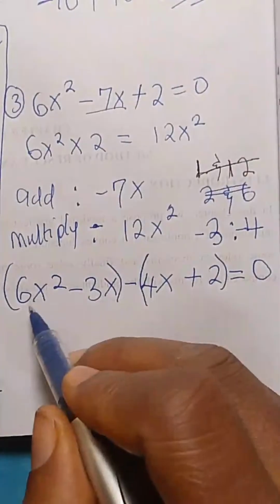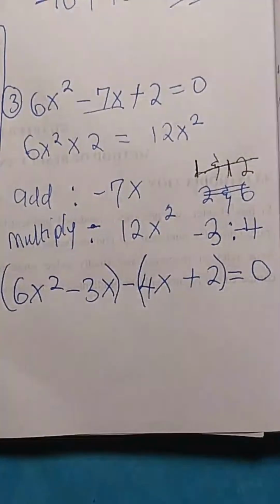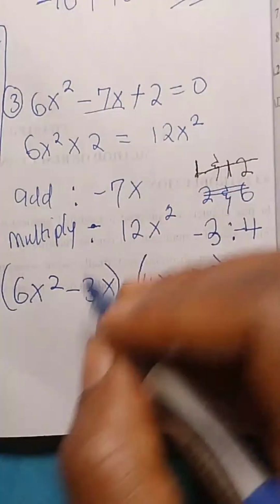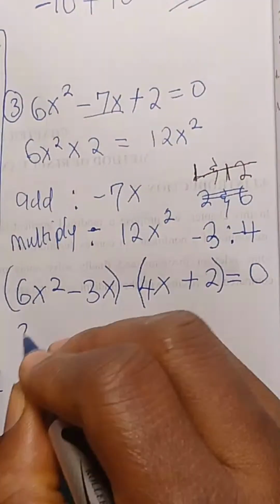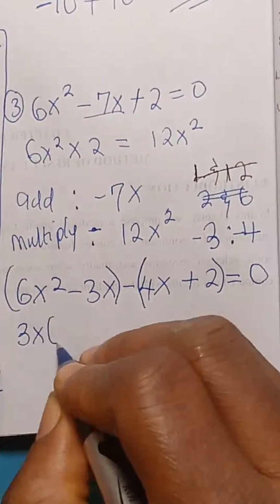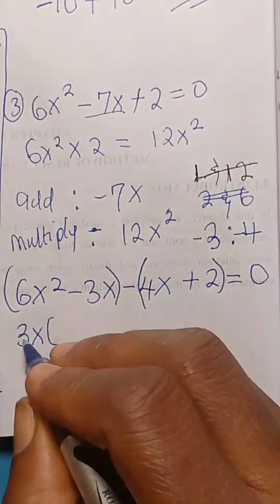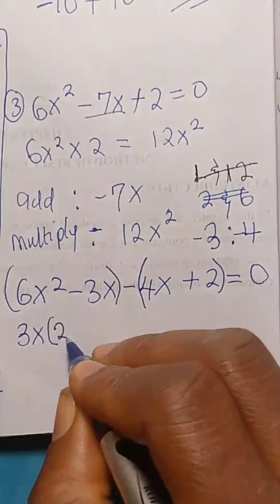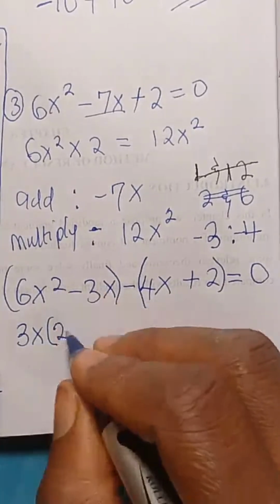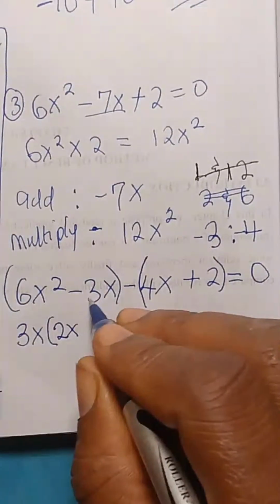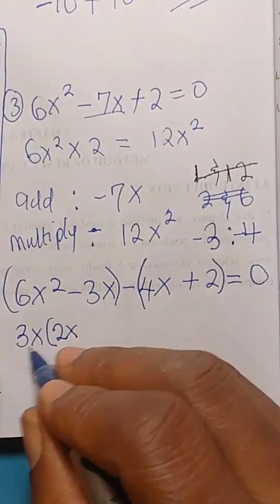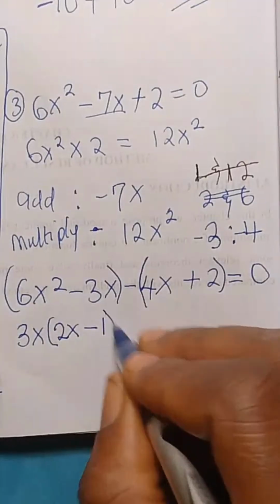We have 6x, we have 3x. Now 3x can divide here, okay? 3x can divide here, so 3x is common. We factor out 3x and open bracket. 6 divided by 3 will give us 2. x squared divided by x will give us x. Now, if 3x divides itself, we have 1 minus 1, okay?